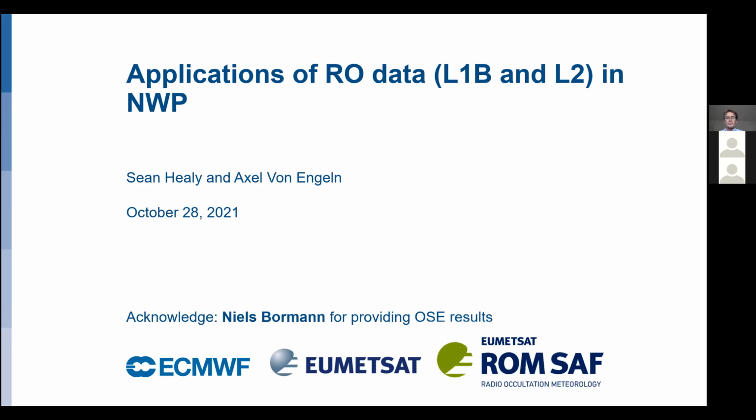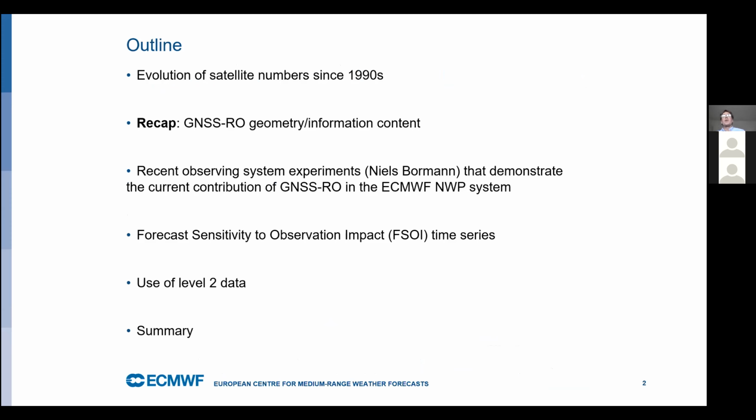Thank you to Niels. So a brief outline of what I'm going to try and cover. I'm just going to show a slide early on to show you how the amount of satellite data we've had available for NWP applications has evolved since the 1990s. And you can see from that slide that we actually have quite a lot of data available. Then I'll recap a little bit about the GPS or GNSS-RO geometry. This is one of the problems of being in this subject for a long time. You have to get used to calling it GNSS-RO rather than GPS-RO, which it was for a long time. So I'm going to talk about the geometry and information content briefly, recapping essentially what Christian covered yesterday.